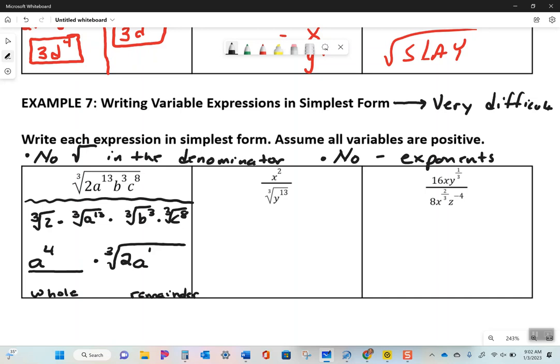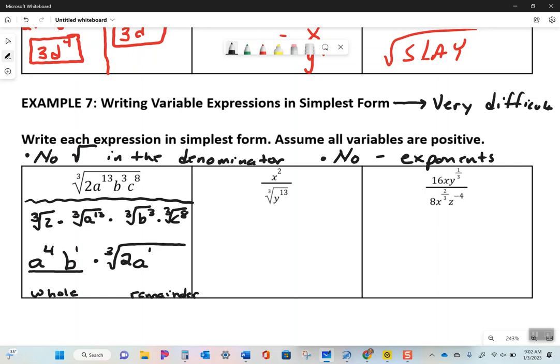Okay, let's do the next one. How many times will 3 go into b cubed? Or in other words, how many times will 3 go into 3? 1. So I could pull a b to the first out wholly. I always said I might want to start praying when I do problems like this. What's the remainder? 3 divided by 3? 0. So I don't even need to put a b in here.